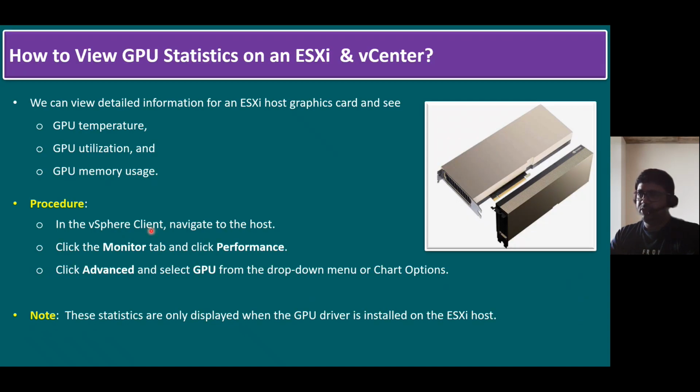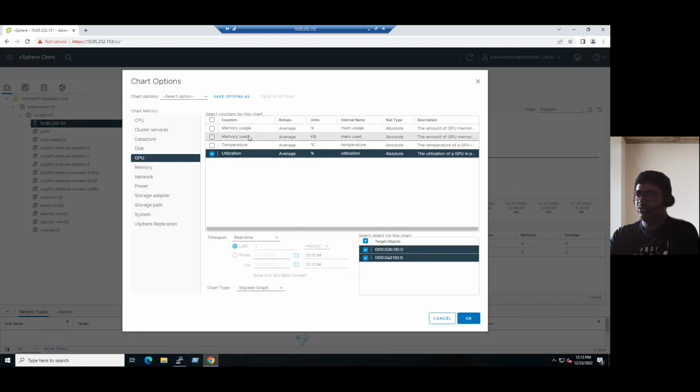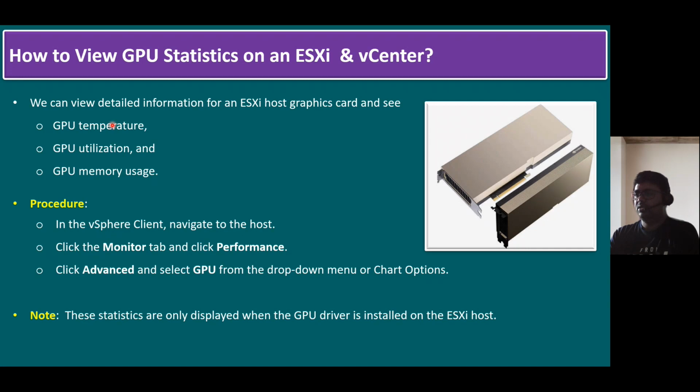Let's go back to our slide. Whatever we discussed, I just provided the description here. We can view the detailed information for the ESXi host graphics card, that means the GPU, and we can see GPU temperature, GPU utilization, and GPU memory usage. These are the options we can verify in our lab. Memory usage and memory utilization differ only in units: usage we can see in percentages and kilobytes, along with temperature and utilization. These points I highlighted in the slide.